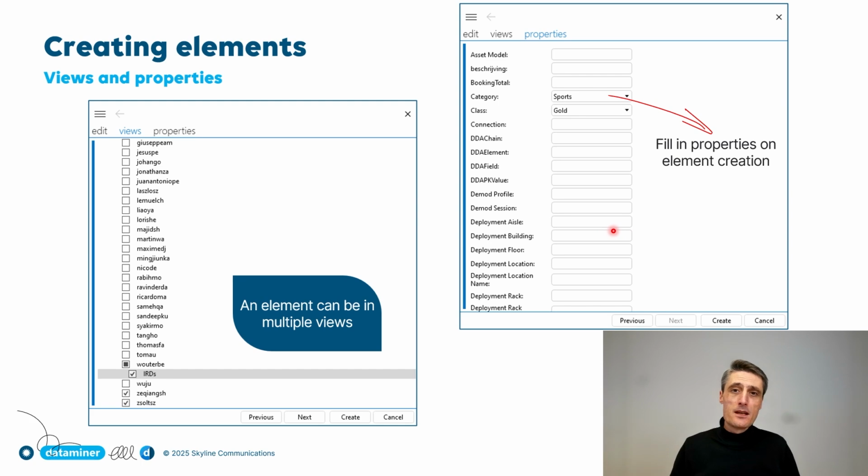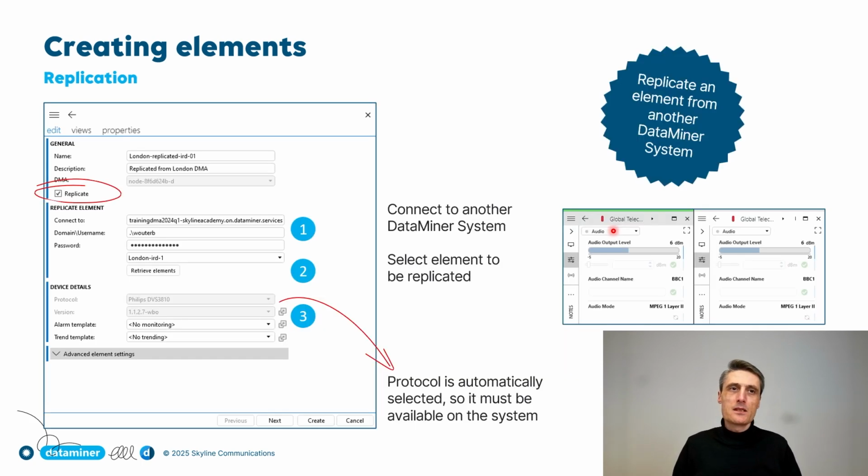That's it. Okay, so there was one thing that I skipped in the wizard, and that is that replication option there. What is that replicate? Well, if I go for that replicate checkbox, it will add a new section that allows me to connect to another DataMiner system with a username and a password, and then it will retrieve the elements and I can choose an element from another system. Well, what it will do, it will basically replicate or copy or mimic, you could say, that chosen element from that other system onto your system here.